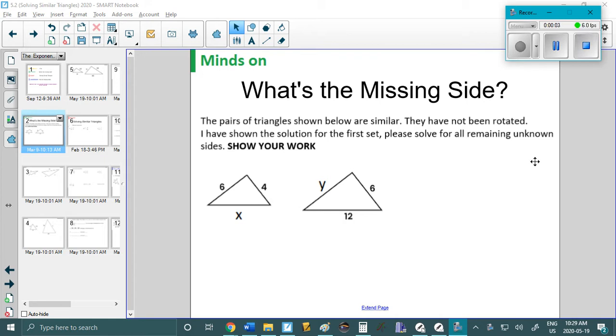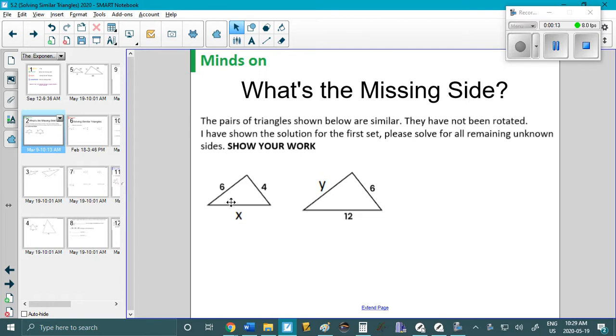Okay, hello folks. So hopefully you looked at yesterday's lesson, and it was a pretty easy one, but it's really important for today. So what I would like you to do first, I've given you some pairs of triangles here, and you can just try the first one. I've told you that these two triangles are similar to each other.